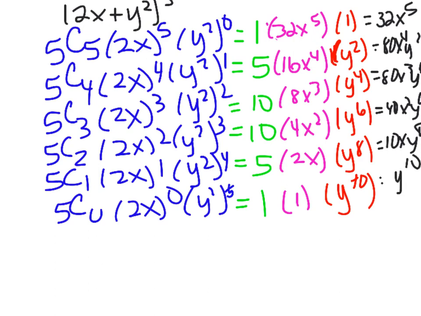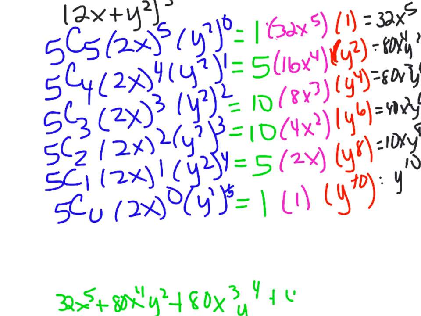And then you have to write it as the expansion. So it would be 32x to the 5th plus 80x to the 4th, y squared, plus 80x to the 3rd, y to the 4th, plus 40x squared, y to the 6th, plus 10x, y to the 8th, and then I need plus y to the 10th.